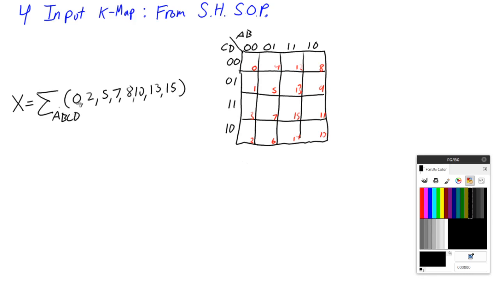And then in the shorthand notation, each one of these numbers in this list is indicating which row in the truth table is a 1. Or in the context of our KMap, this is actually indicating which cell is a 1. So let's just find those cells and mark them as 1s. So 0 is a 1, 2 is a 1, 5 is a 1, 7 is a 1, 8 is a 1, 10 is a 1, 13 is a 1, and 15 is a 1. So this is what our KMap looks like.